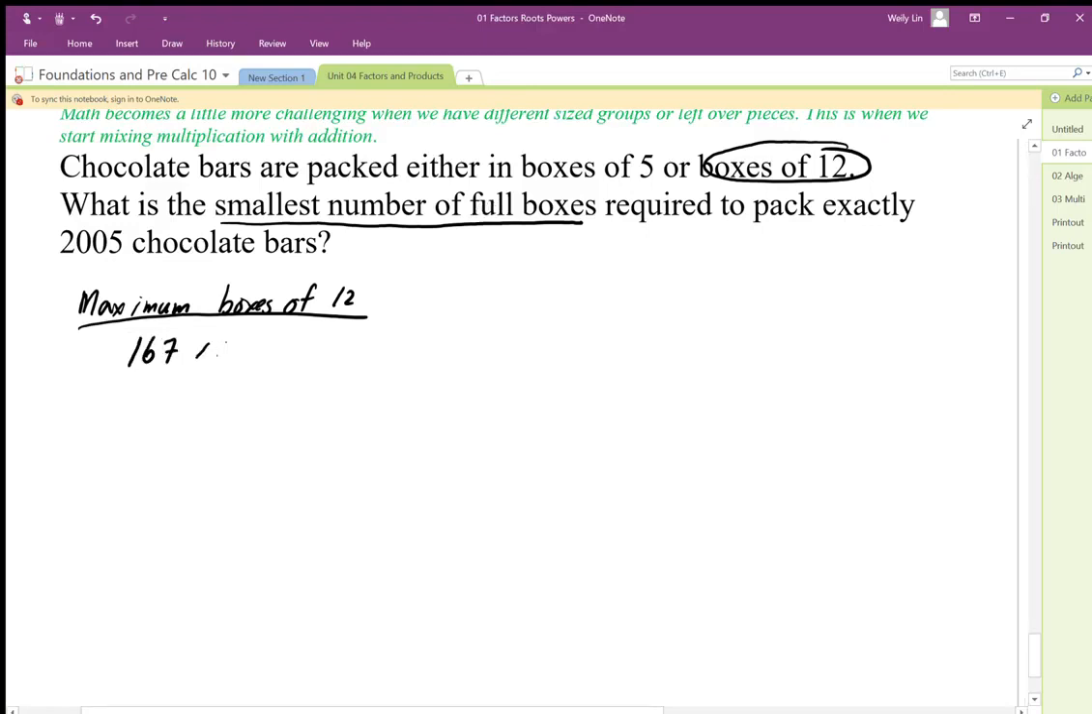So 167 times 12 is equal to 2004. That's great, but we have to have exactly 2005. So we can do our tests here. We can guess and check. Because these are not evenly divisible and we're using two different groups, we have to do a bit of guessing and checking here. So I'm going to do my guess and check.